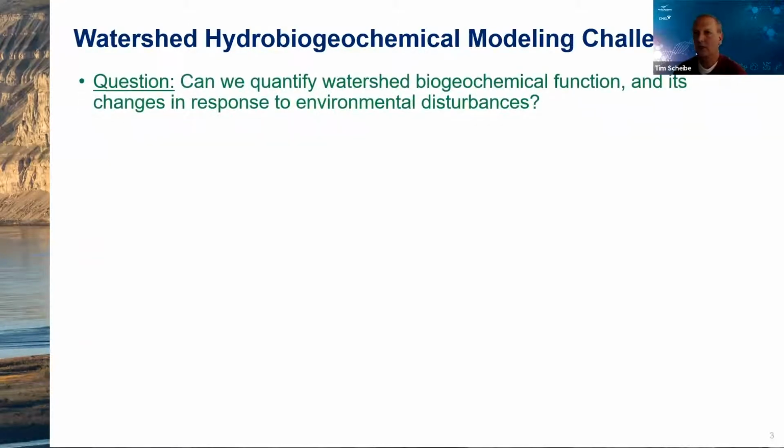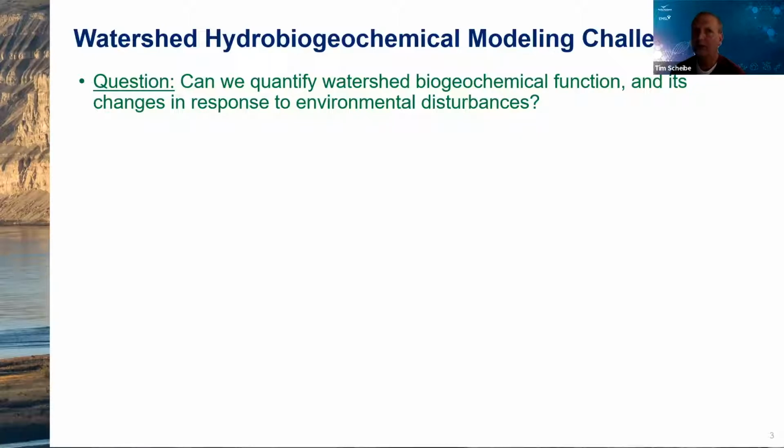And the key question that we want to understand is how can we quantify watershed biogeochemical function? By biogeochemical function, what I mean is really how does a watershed transform either the material or the energy that's brought into that watershed, the water that comes into that watershed and moves through the watershed and ultimately exits the watershed.